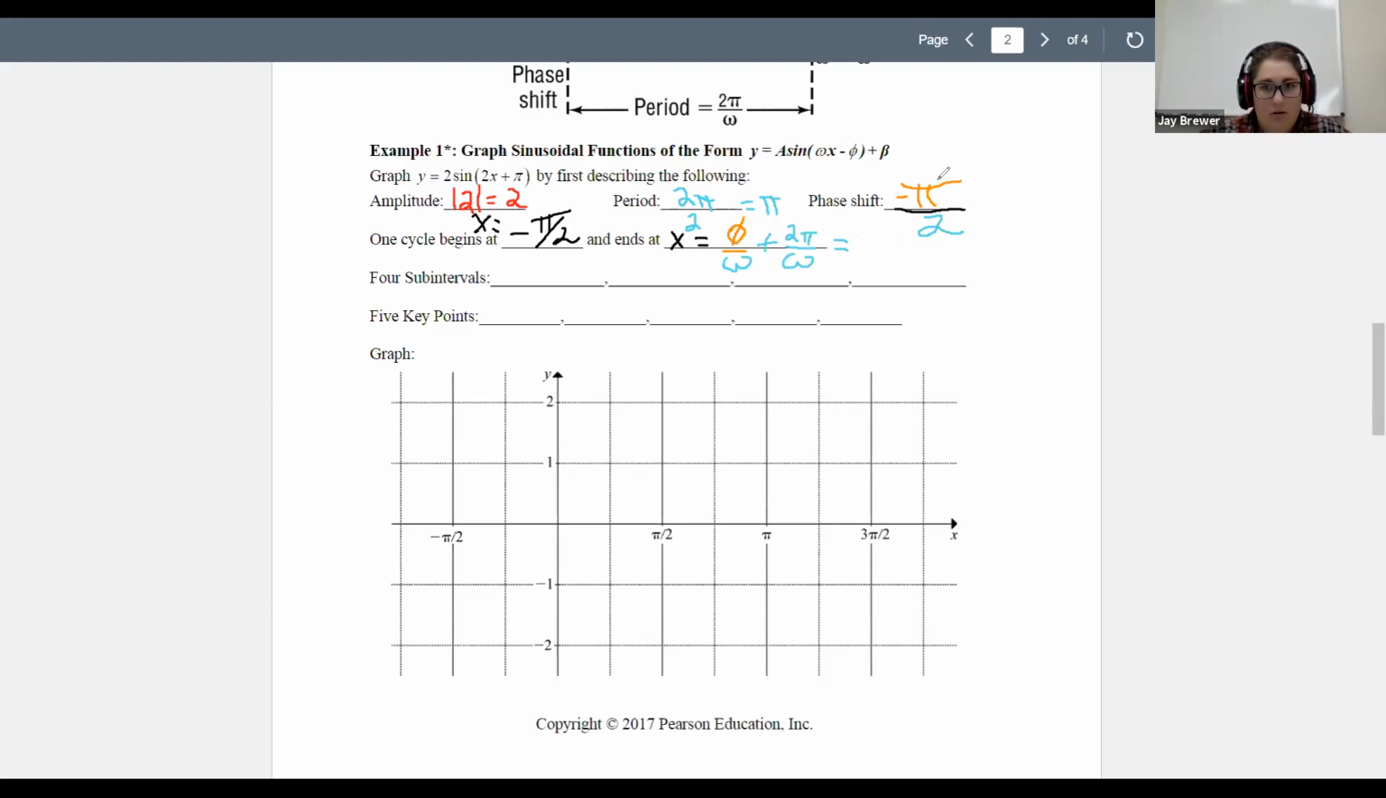So what we know, our phase shift is negative pi over 2. So we're looking at where your starting point is, negative pi over 2. And then we're going to add pi. So where would our ending point be? Pi over 2.